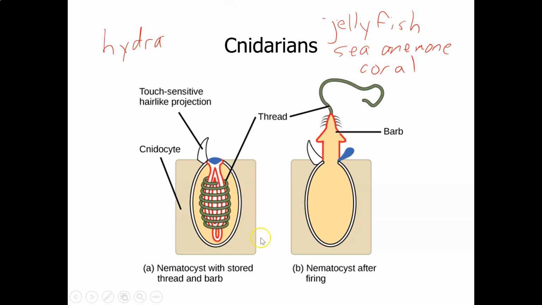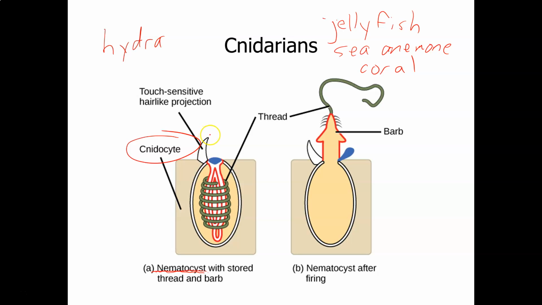So this shows you the actual cell called a cnidocyte. And within that cnidocyte is a nematocyst. And within that nematocyst is a thread and a barb. And it's kind of like a trigger mechanism.